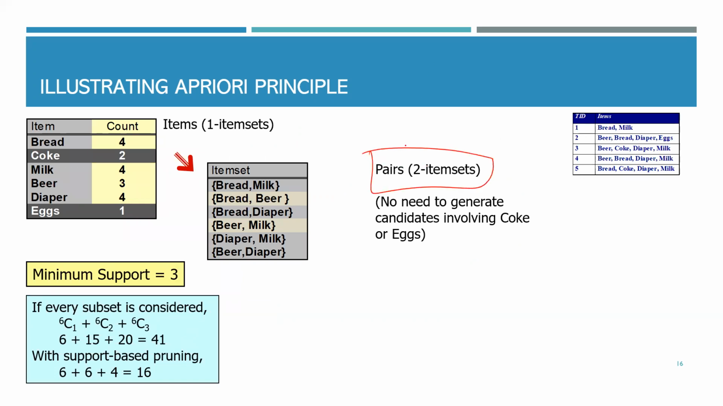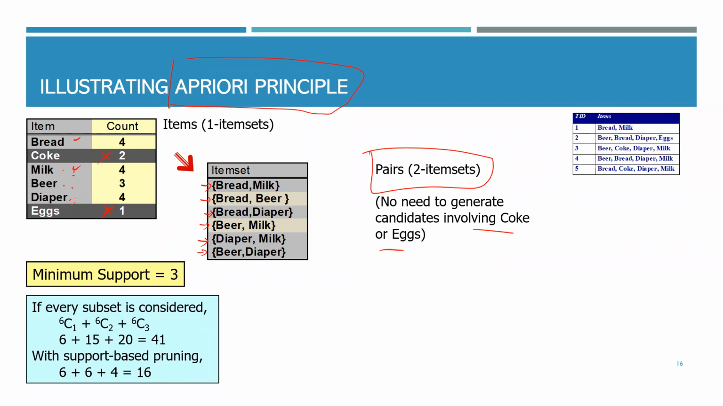Here we form pairs for the two item sets. Because we use the Apriori principle, we focus on combining the frequent one item sets and don't consider the infrequent ones. So we combine bread and milk, bread and beer, bread and diaper, milk and beer, milk and diaper, and finally beer and diaper. There is no need to involve Coke and egg because these two are infrequent.